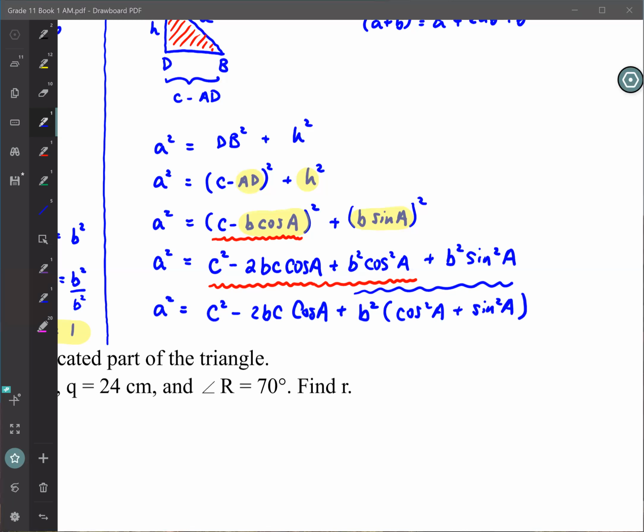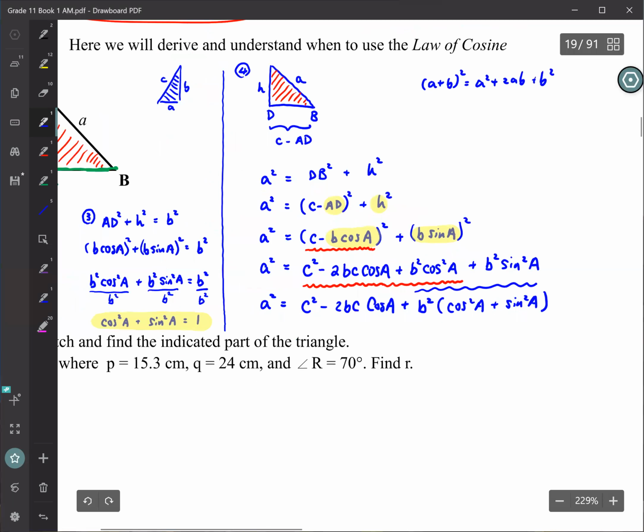Okay, can you also raise your hand one more time when you finish writing this part? Okay, so the blue part is this part. Okay, after I factor the b squared, okay, that's what it looks like.